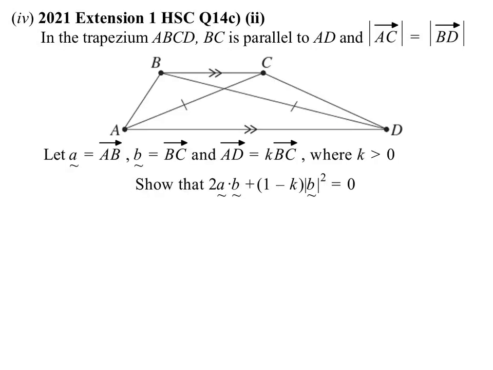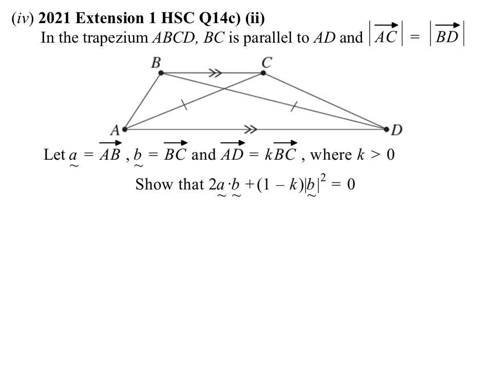Let's have a look at an HSC one. So this one from 3 years ago now. We've got a trapezium, ABCD. BC is parallel to AD, and the length of those diagonals are equal. They've already told us what to name these. So AB is going to be A, BC is going to be B, AD is equal to some constant times BC, and it's a positive constant. We have to show this wonderful expression.